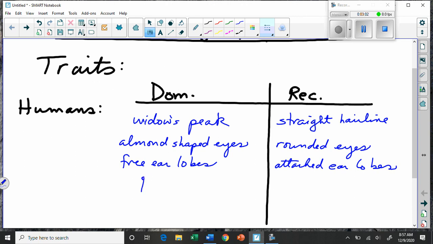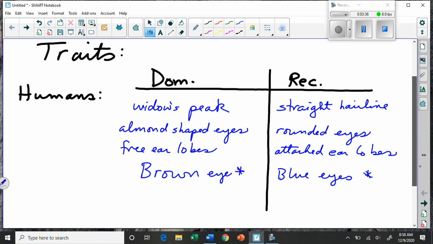Typically, the color brown, when we're talking about eyes, is more dominant over, say, blue. But the problem with eyes, I'm going to put a little star here, is there's more than one gene that controls eye color. When there's more than one gene that controls something, you tend to get a lot more variations. So eye color is not as simple as being either blue or brown, right? There's hazel eyes, there's green eyes, there's all kinds of different shades in between, gray eyes, and so on.